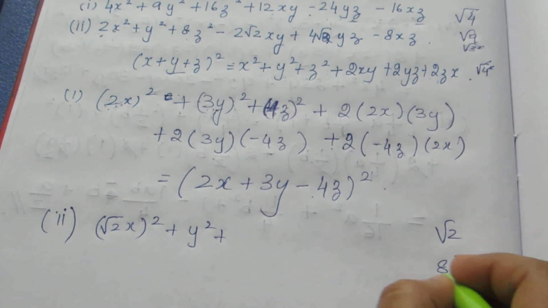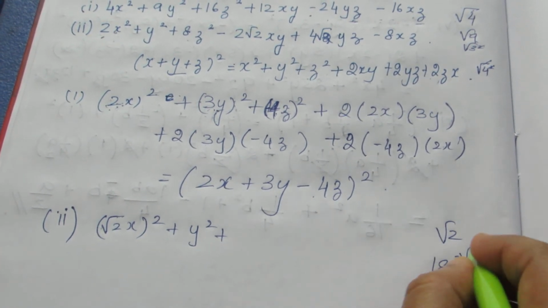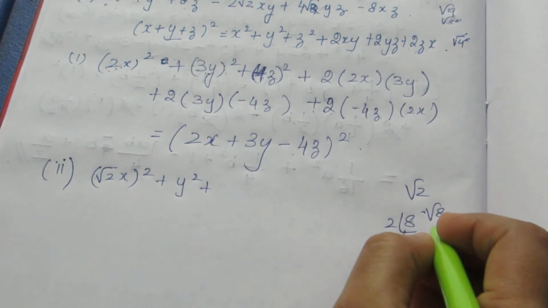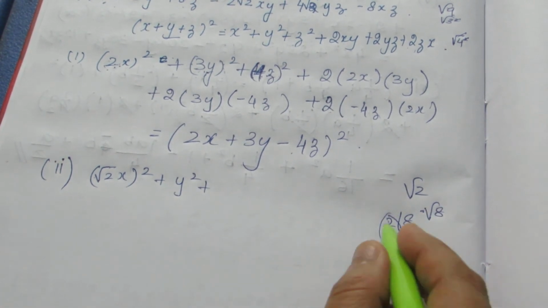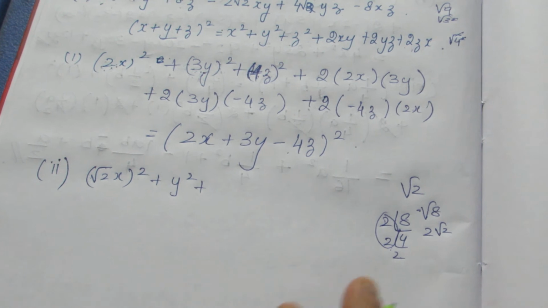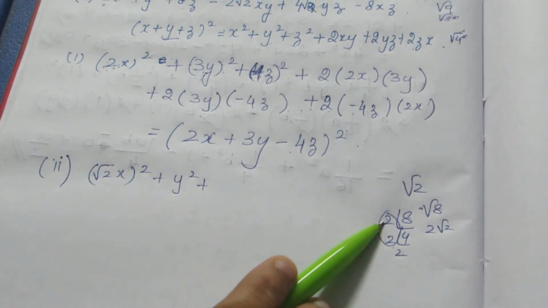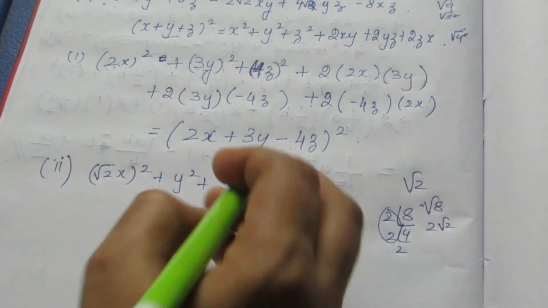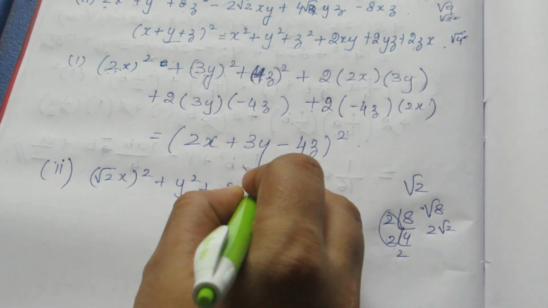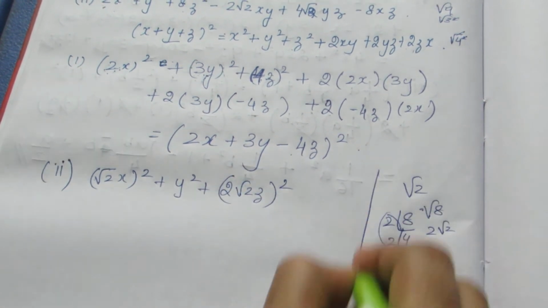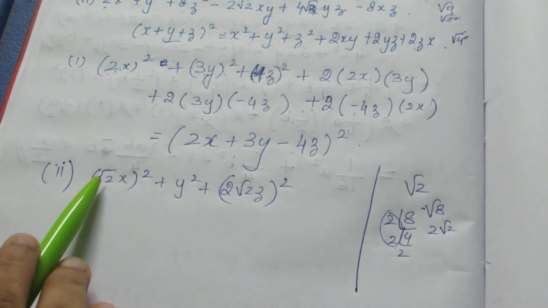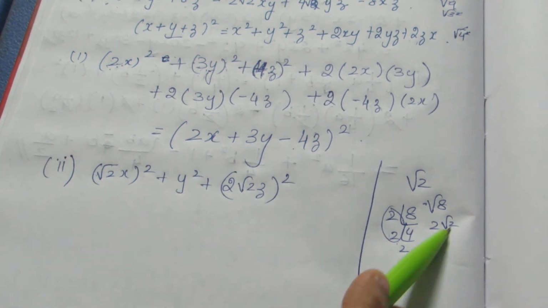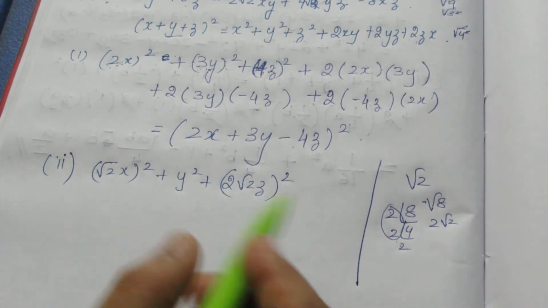Now for 8z square, we can't write 8 in square, so take prime factorization for root 8. If I take prime factorization, 2 4s are 8, 2 2s are 4. Now I can take 2 outside and one 2 will be there inside. If there is the same number, just take it outside once and the other number will be inside. So for z it becomes 2 root 2 z the whole square. So remember, to write the whole square we need to take a root of the given numbers. As we can't take the root, just take prime factorization and take it outside.